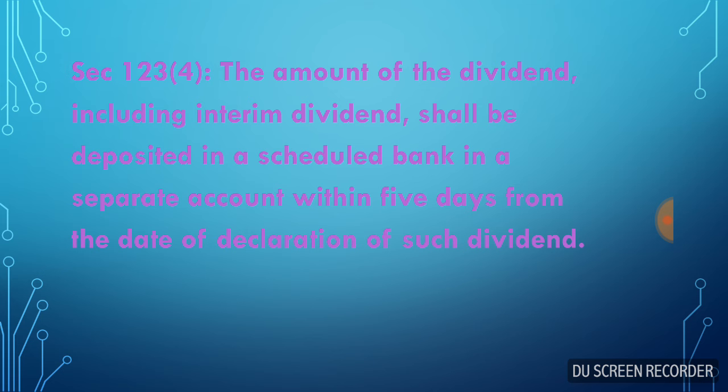of such dividend. It means this: in the AGM, the annual general meeting, the shareholders approve the final dividend, which was earlier proposed by the board of directors. From that day, the company must deposit that dividend amount in a separate bank account within 5 days. This is the very simple section 123 subsection 4.